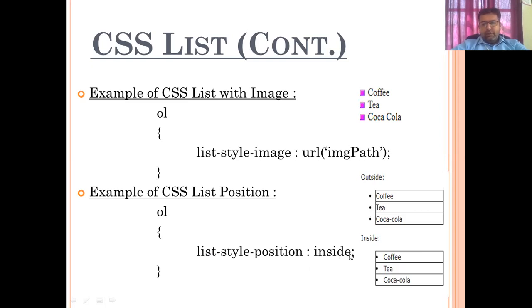So here, suppose we are writing inside, then it will be provided in this way. Suppose we are writing outside, then it will be there in this way. And suppose we are writing none, then the default will be provided. So these are the different styles we can add for better GUI purposes whenever we are designing a web page with the help of HTML and CSS programming language.